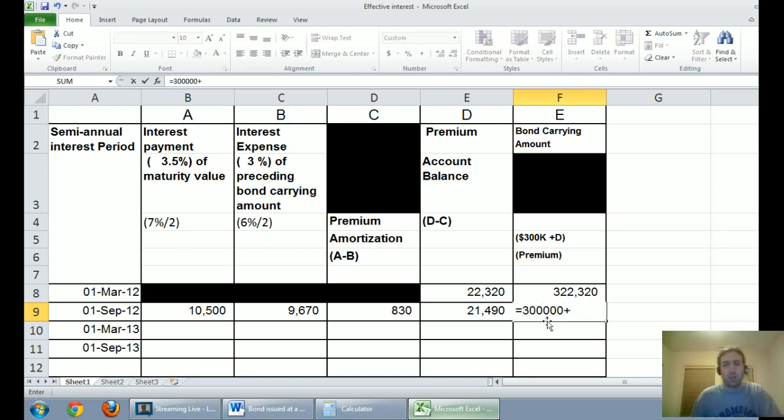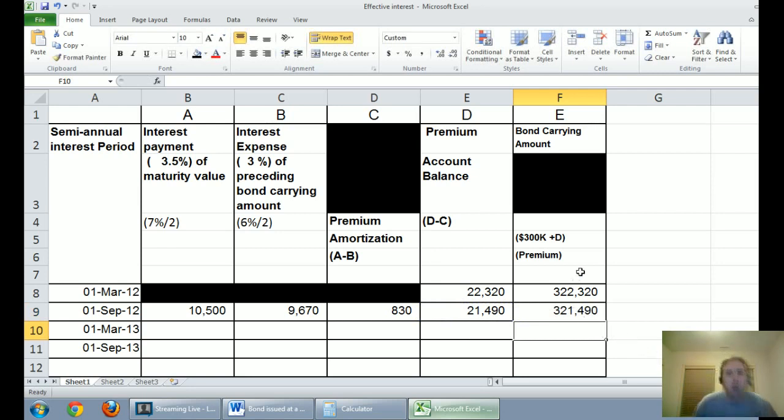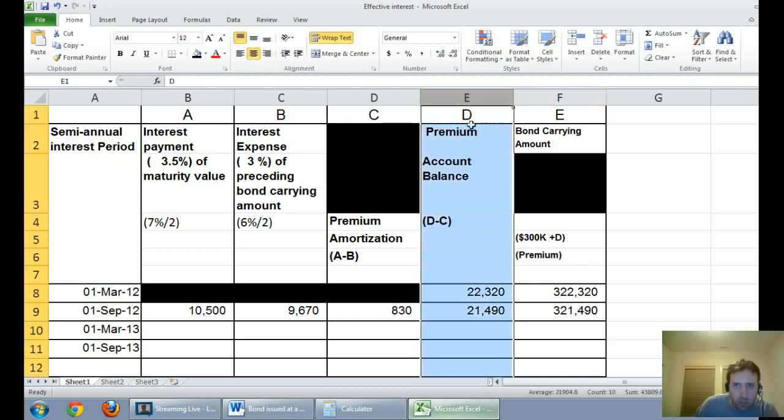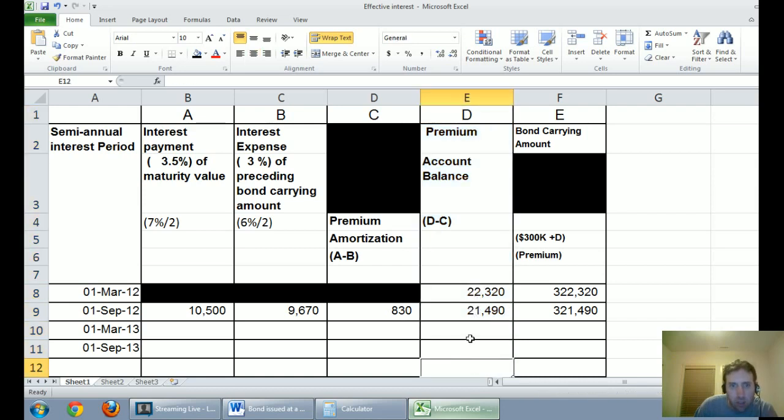300,000 plus 21,490 is 321,490. Now, we're always expecting, whether it's a discount or premium, when we have a discount account balance or a premium account balance, it'll be in column D. We're always expecting this number to get smaller and smaller, and in 20 periods, I would expect this number to be 0 or just very close to 0, just rounding errors off to 0.